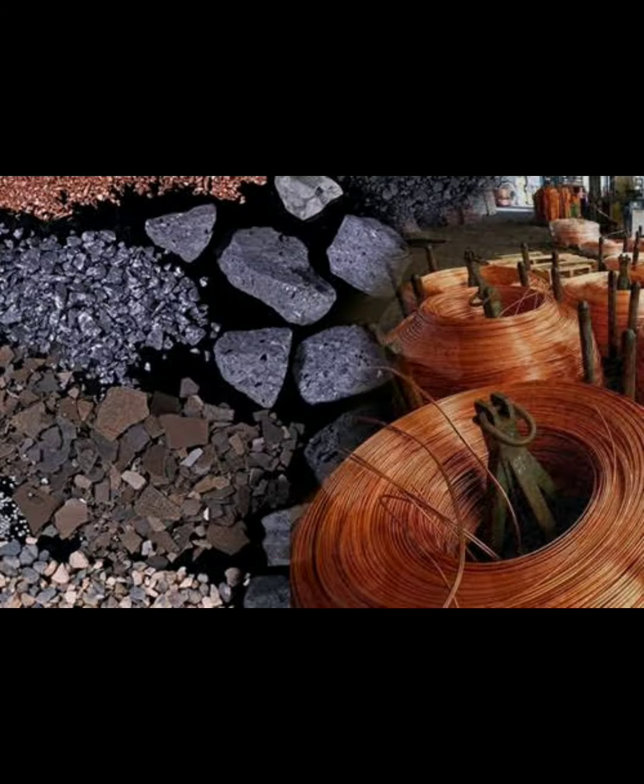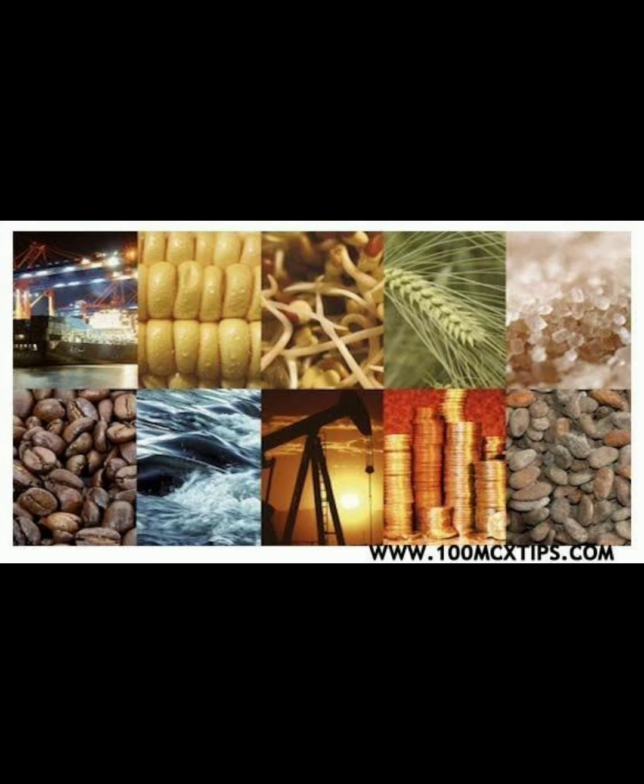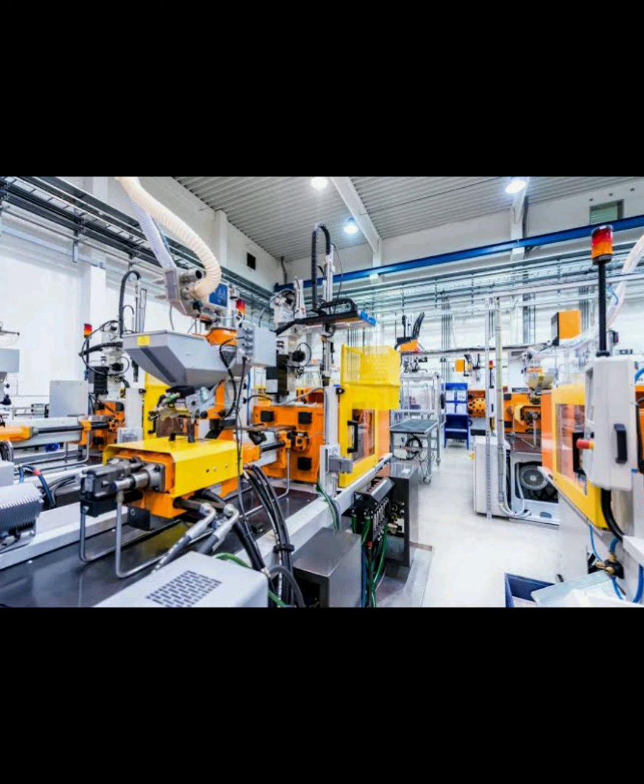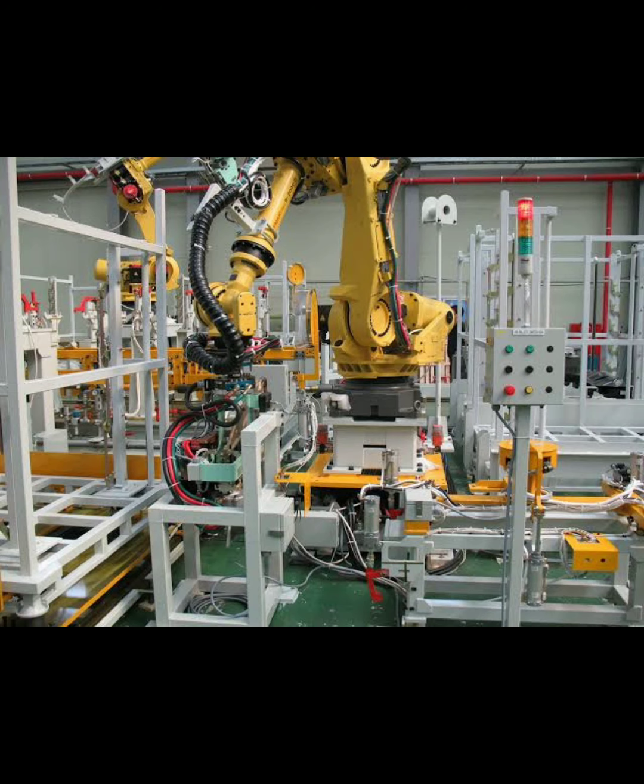First is raw materials. Raw materials are the basic things used in making a product. Most industries are located near the source of their raw materials. This helps in getting the best quality of raw materials and saves on the transport costs. Next is machinery. Industries require different types of machines to convert raw materials into finished products.